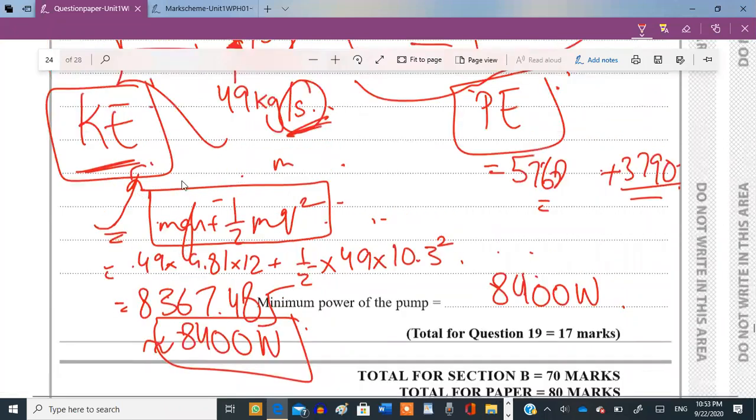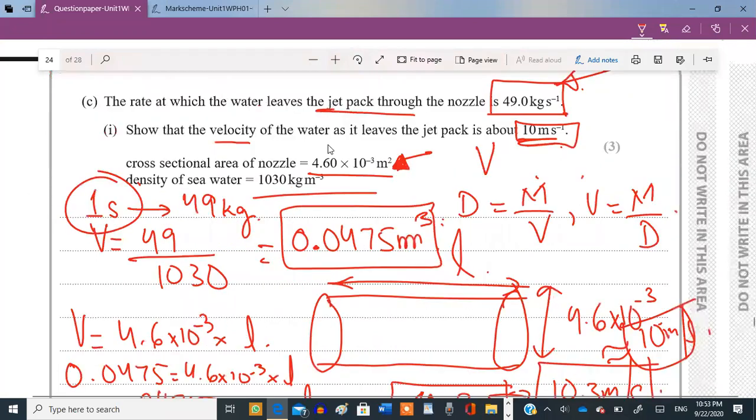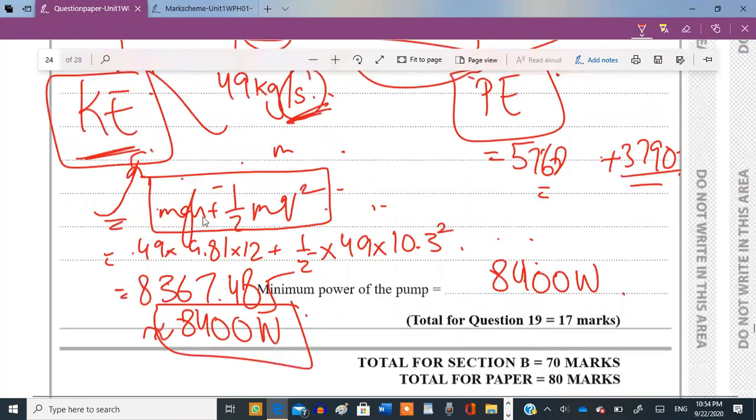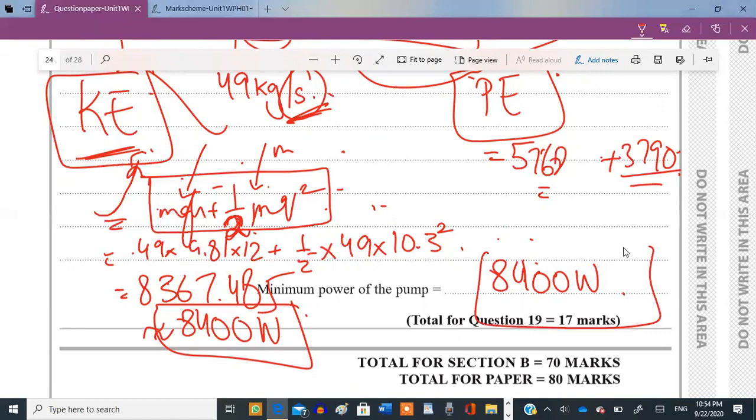The flyer stays at a constant height. It is the pump, the rate at which water leaves the jetpack, and it is the pump which is doing the work on the water. So calculate the minimum power of the pump that is used by the system. The minimum power is actually the work which is done on the water. First the water is raised to a height and then it's given some energy. In addition to that, it's given half mv squared. So this is the minimum energy which is required. Okay, so mgh plus half mv squared, where m is the mass of the water, not the mass of the person. Okay, this gives you 8400 watts.